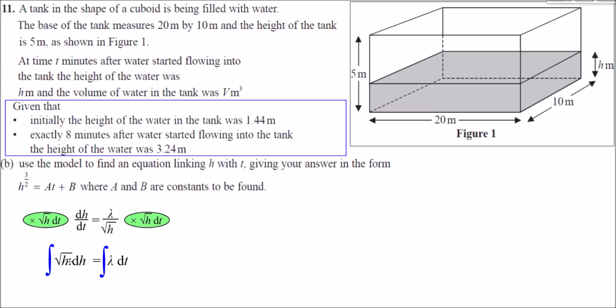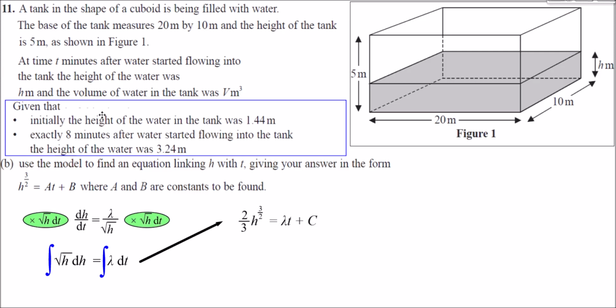Square root of h is the same as h to the power of 1/2. If I integrate h to the power 1/2, the new power will become 3 over 2. I then divide by 3 over 2, which is the same as multiplying by 2/3. So this side, I'm going to get 2/3 h to the 3 over 2. And on the other side, I'm just going to get lambda multiplied by t, plus, of course, the constant of integration. So I've got a lambda I don't know, and also the general constant of integration.